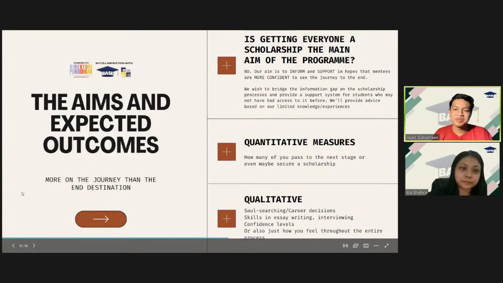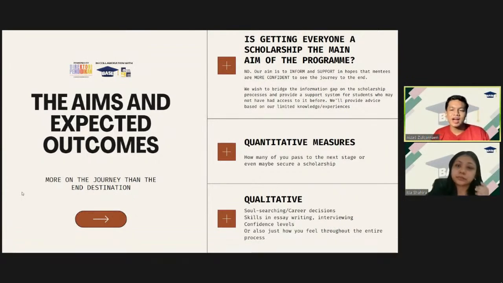All right, so let's move next to the aims and expected outcomes of this event. So is getting everyone a scholarship the main aim of the program? While it is the preferred return that participants might want, our main aim is to inform and support mentees in hopes that they will be more confident to see the journey to the end. Like Ida said just now, we will not be spoon feeding you with essay ideas. We won't be writing the essays for you, but we will be doing our best to find a better way to structure your ideas.